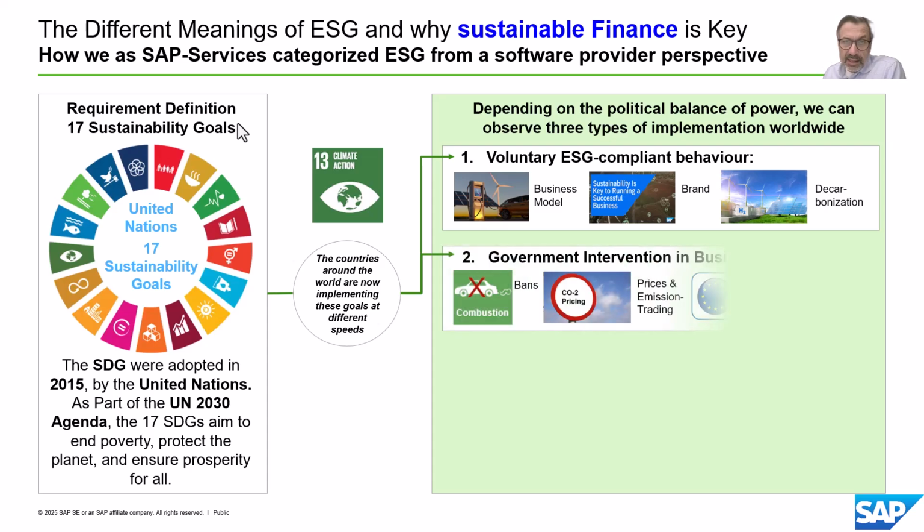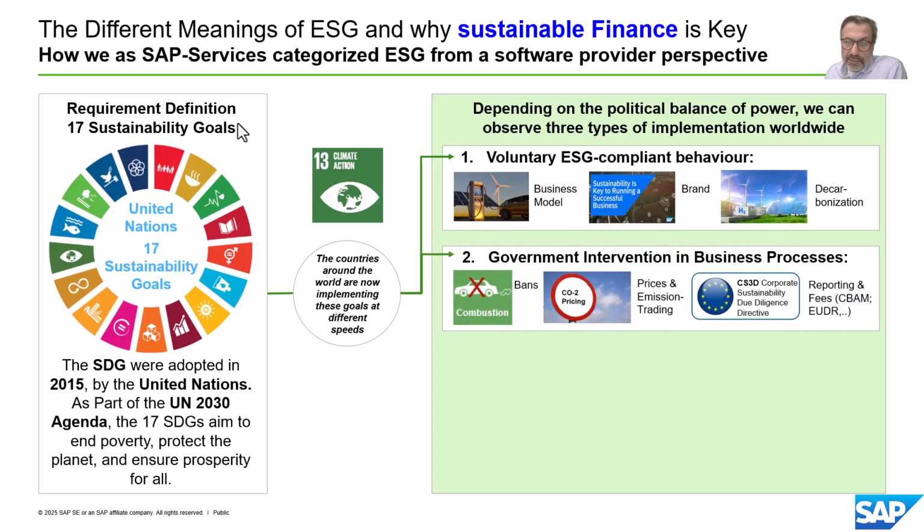The second category is that we observe that in the last years, governments try to intervene directly in business processes with regard to ESG. Very prominent in Europe are bans, such as the combustion engine ban starting from 2035 on.